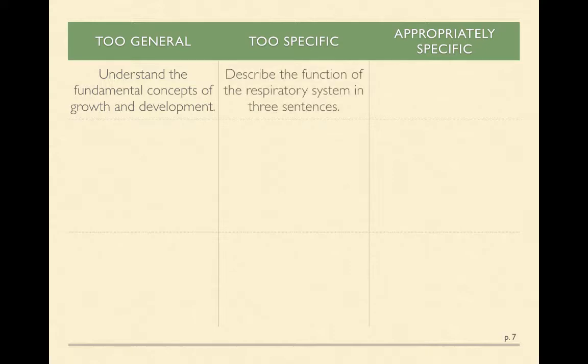But something that's too specific would be describe the function of the respiratory system in 3 sentences. That is just too granular. So an appropriately specific objective would be identify basic human body systems and their functions. You see, that's going to encompass the respiratory system, but also the circulatory system and other human systems as well.